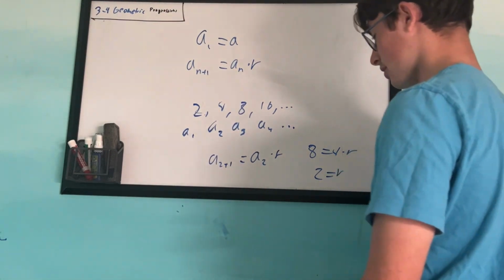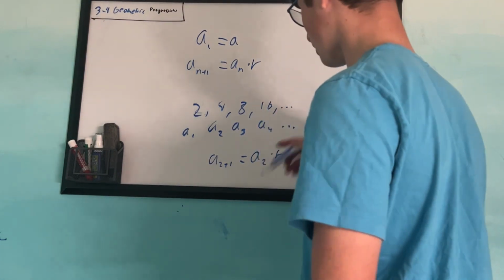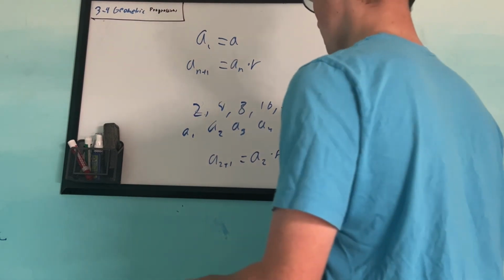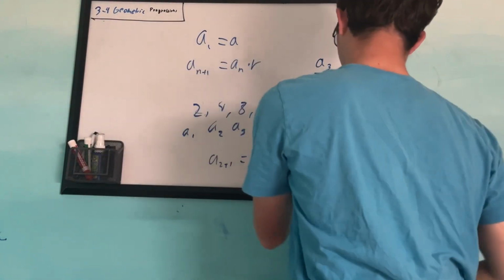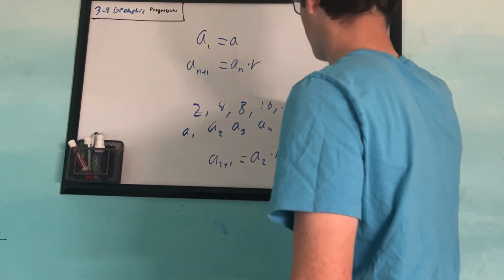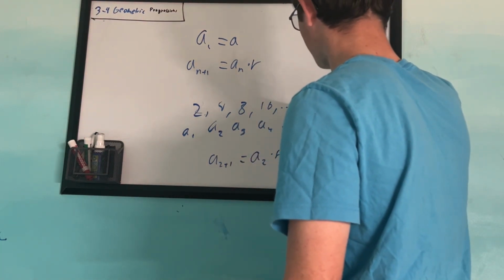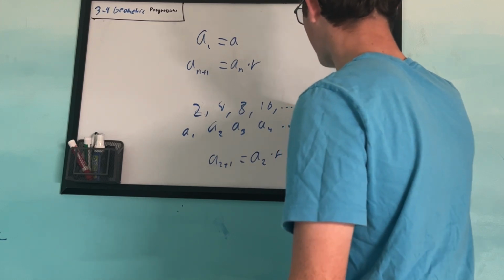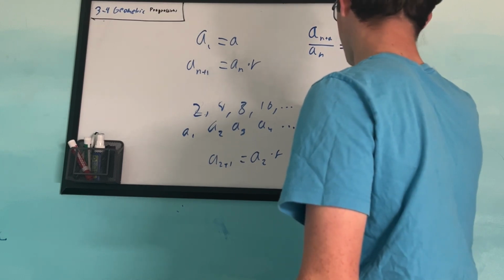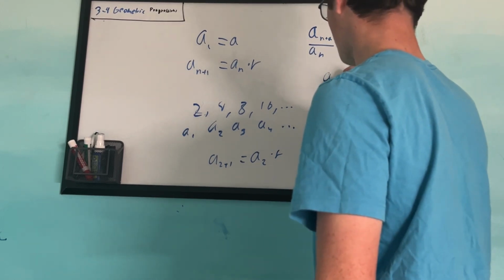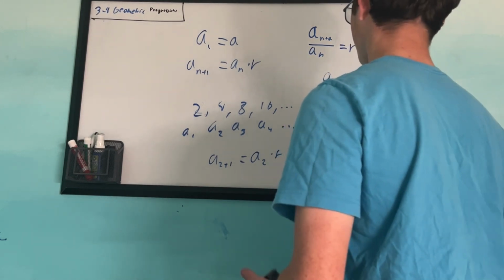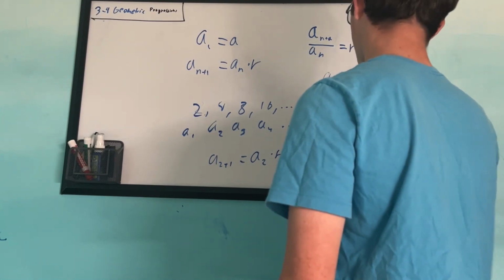What you might have noticed, based on the way I did this, is that a3 over a2 also equals r. And this is true in general. This can be heavily generalized to the statement that a sub n plus k over a sub n equals r to the k. So if you have a sub 7 over a sub 3, since this is 4 larger, that's going to be equal to r to the 4th.